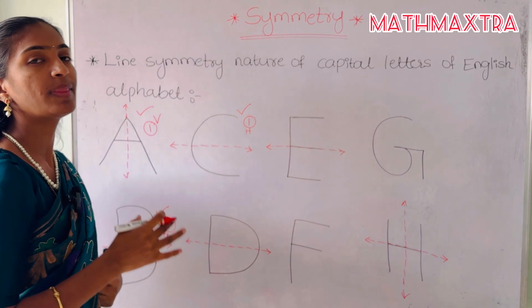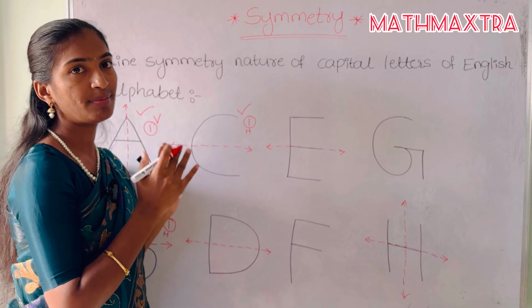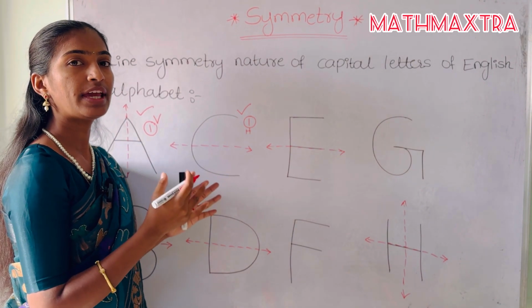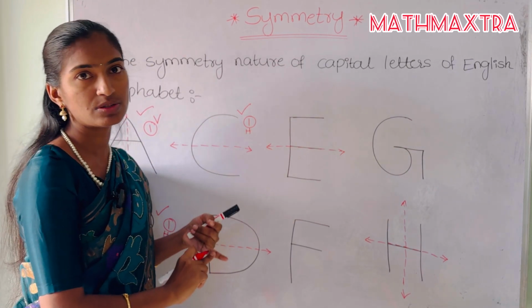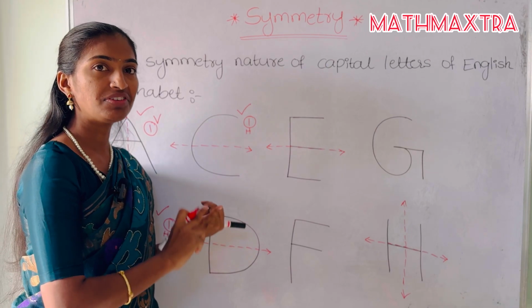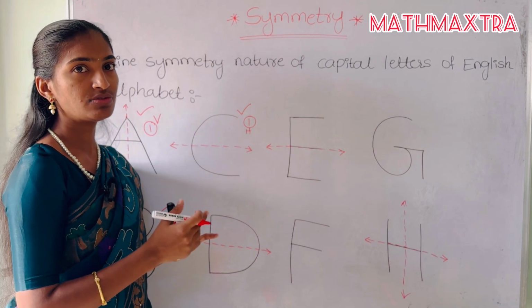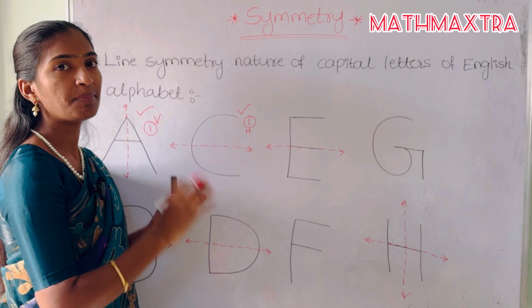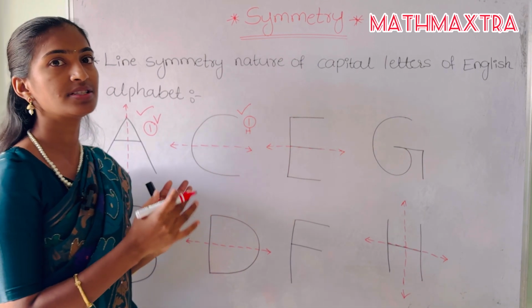Sometimes in the exam they may ask questions where they give you an English alphabet letter. He may ask how many line symmetries are possible, or whether the given figure is symmetric or not. That type of question they ask. That is why we have to identify whether the given figure is symmetric or not, and we should count the number of line symmetries possible.